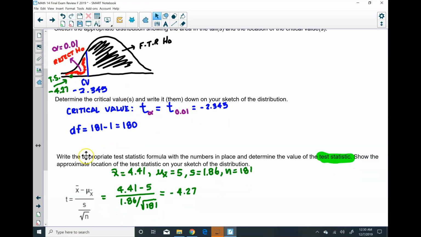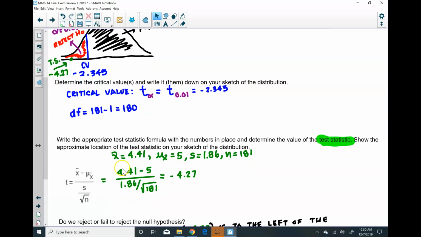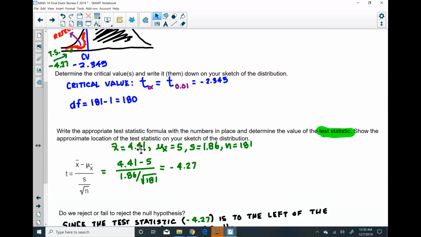Now the next step is to write the appropriate test statistic formula. You have to make sure you have the right formula. That formula is written right here with the numbers in place, and we determine the value of the test statistic, and then show the approximate location of the test statistic on the sketch of the distribution. In our question, the sample mean is 4.41, the mean from our null hypothesis is 5, the sample standard deviation is 1.86, and the value of n is 181.